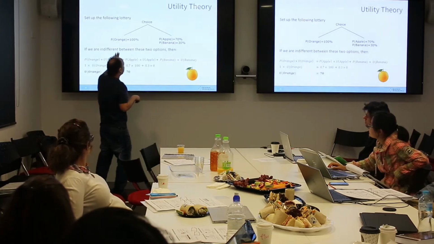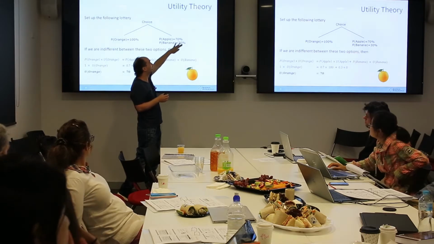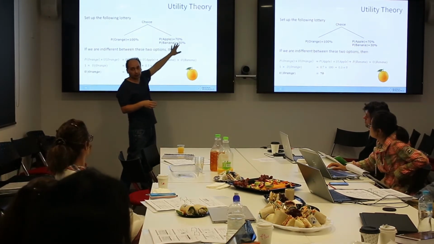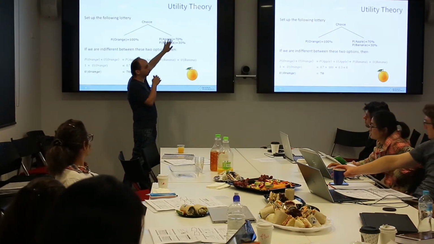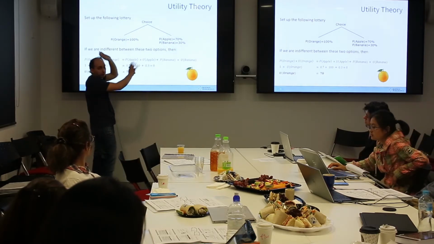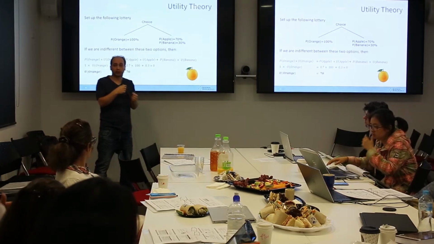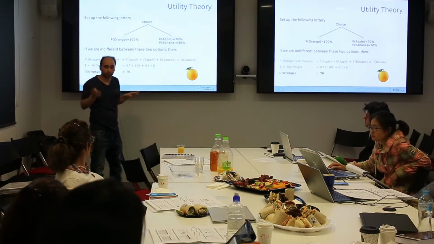So we might start with a 90% chance of getting the apple, and they might say, no, I still prefer the orange. What about 80%? And so forth. And then you go down to, say, 70%. And then they say, yep, I'm indifferent between those two options. You could either give me just the orange, or you could give me this lottery between the apple and the banana, and I'd be equally happy.